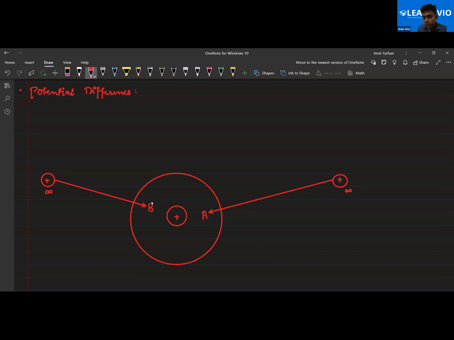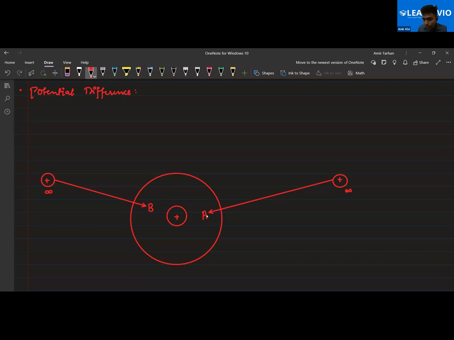So in simple words, it is the work done to carry a charge from A to B. First, you have placed both the charges over here. The potential difference concept starts after placing these two charges in the electric region.